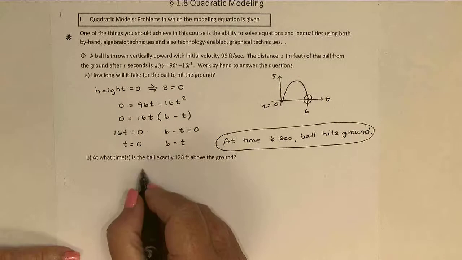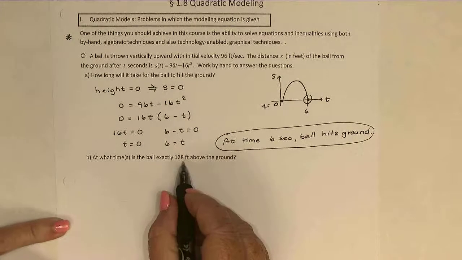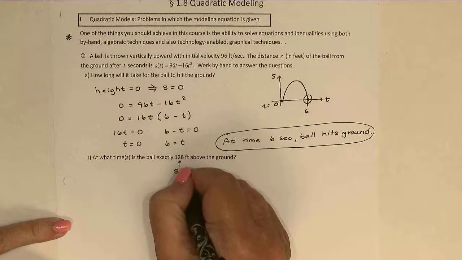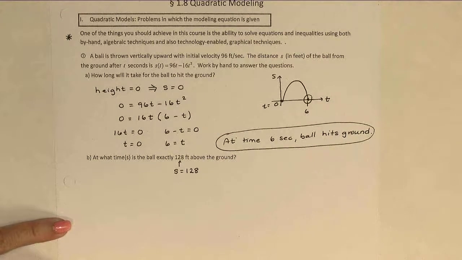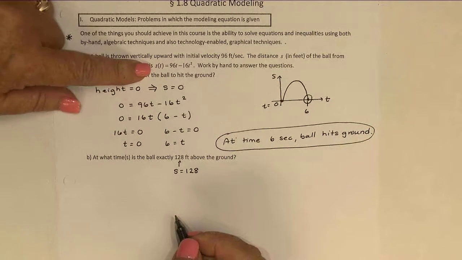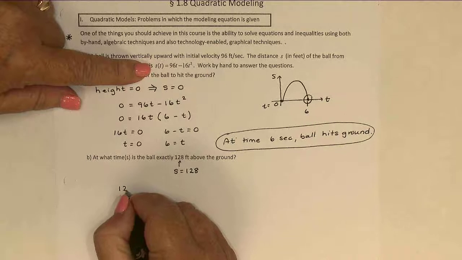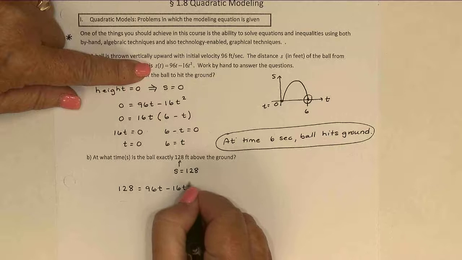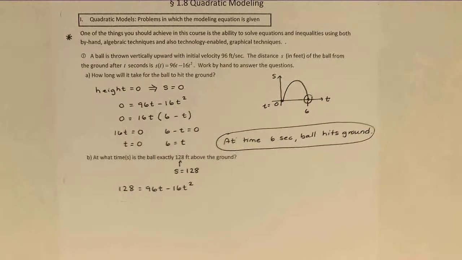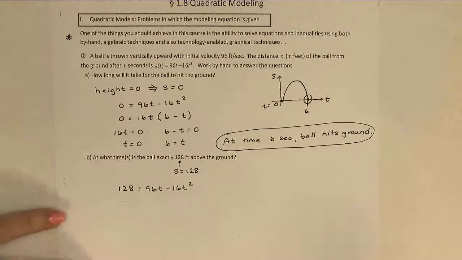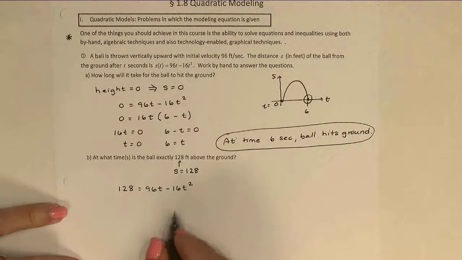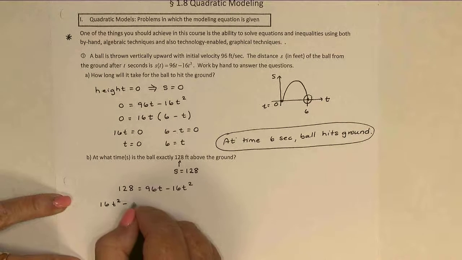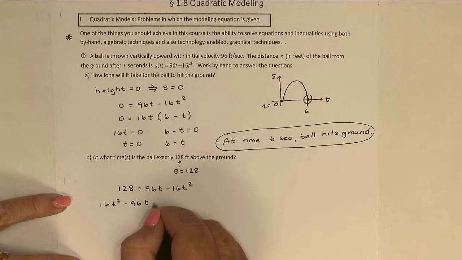All right, the next question. At what time or times is the ball exactly 128 feet above the ground? So here I'm really saying the height S is 128. And so once again, I'm going to go up to my equation, and I'm going to put 128 in for S. All right, let's see. I need this equal to 0 if I'm going to solve this by hand. So let me add things over to the left-hand side. I'll add that to make that a positive 16t squared. And let's see, I'd have to subtract the 96t. And then I have a plus 128 over here.